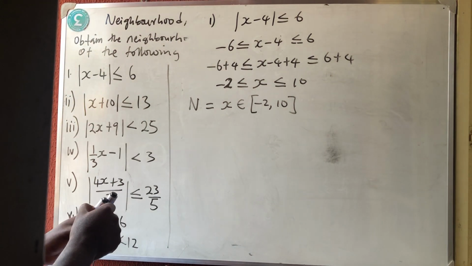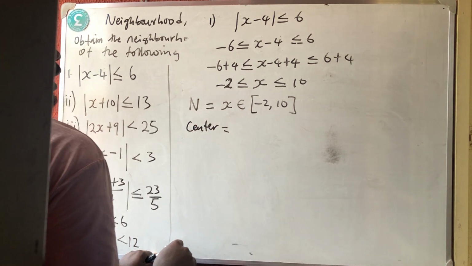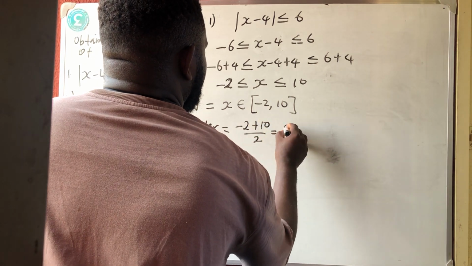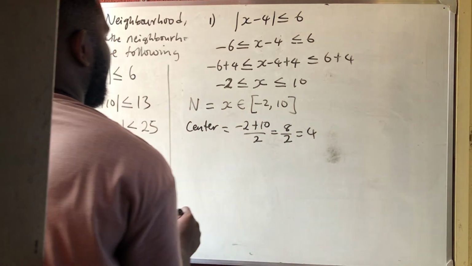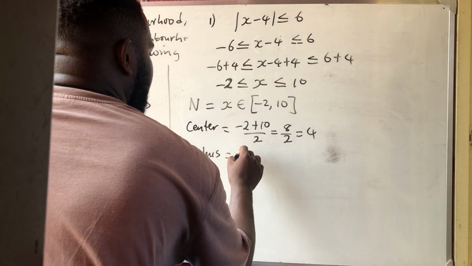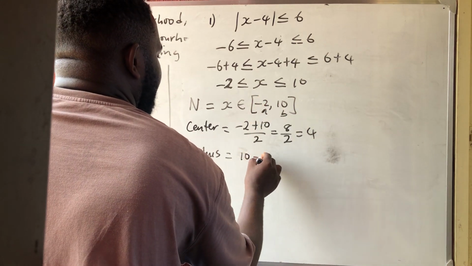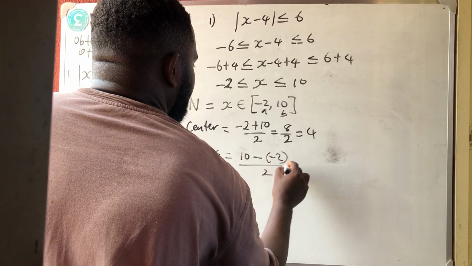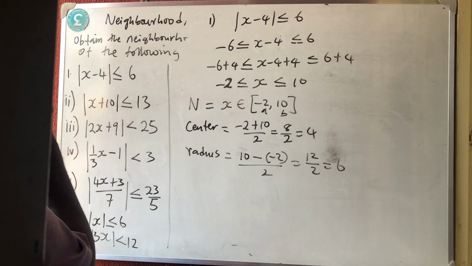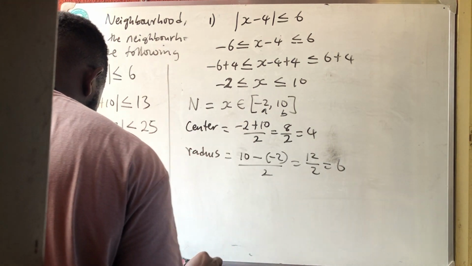So what about the center and the radius? The center is simply (a + b) over 2. So which is -2 plus 10 over 2, which is 8 over 2, which is 4. While the radius is simply b first before a, so b - a. So this is a and b. I have 10 minus -2 over 2, which is 12 over 2, which is 6. So that is that. I hope that is simple. Okay, so I can clean the board.